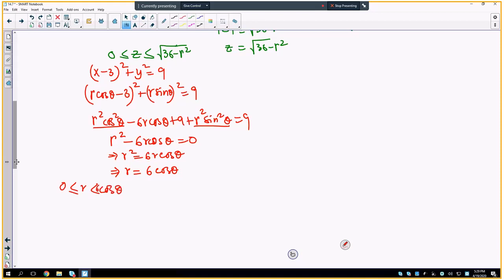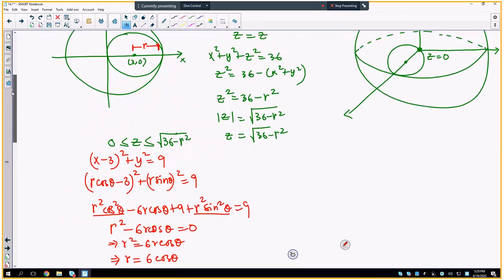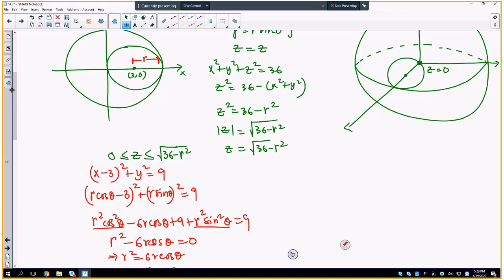It's between 0 and 6 cosine theta. Finally, for the limits of theta. Now remember, theta is going to be the circular portion. So you need to understand one thing. You start at theta equal to 0. You go all the way to pi. This is the positive area. But when you go under the x-axis, you get the same area, but it is becoming negative.